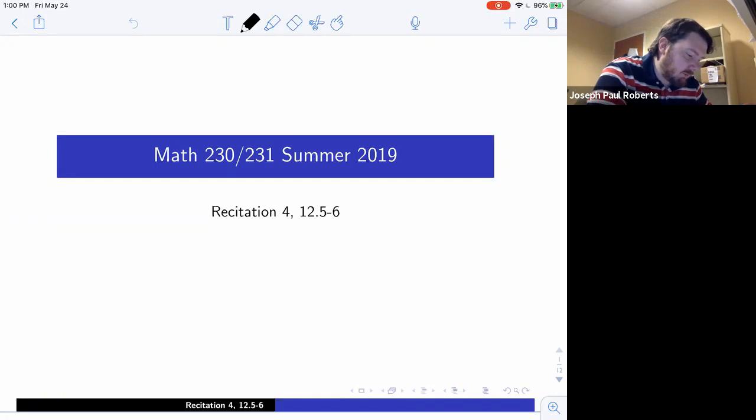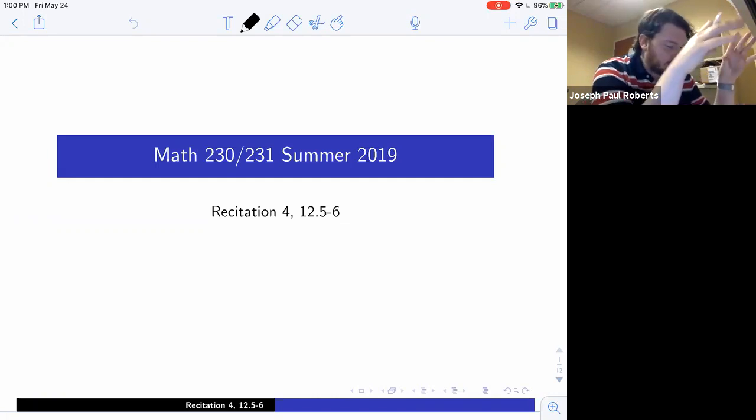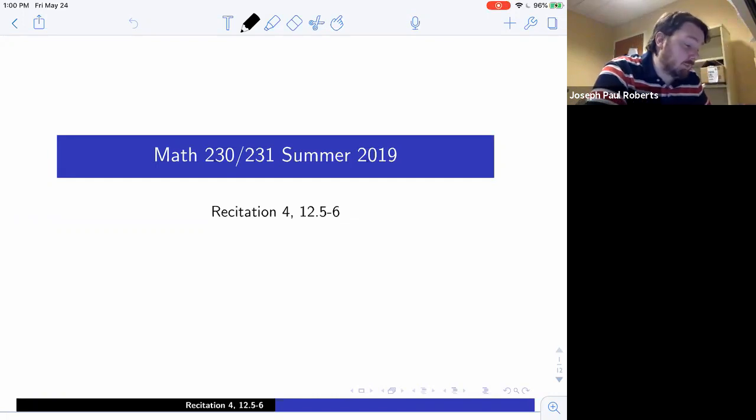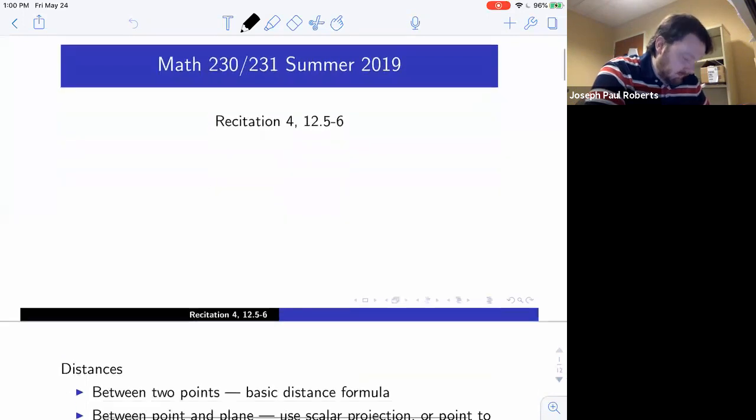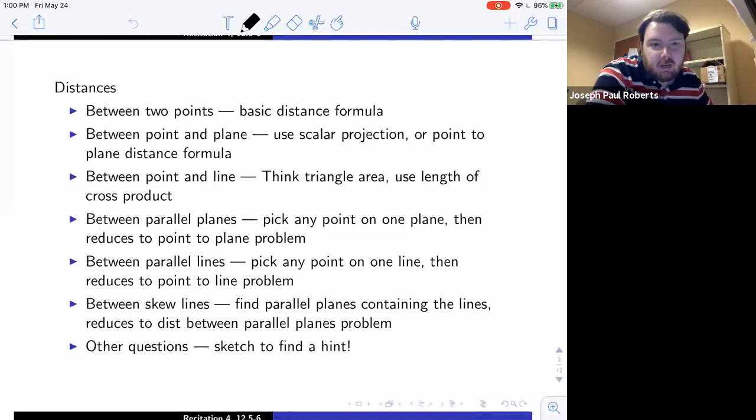So today I wanted to talk about distances. We've talked about distances in a few different contexts, and it can get pretty confusing. And some problems reduce to other problems, and so on and so forth. So I just have a bunch of examples of problems involving distances that we could take a look at. And so here's an overall summary of a lot of the problems I want to think about today.